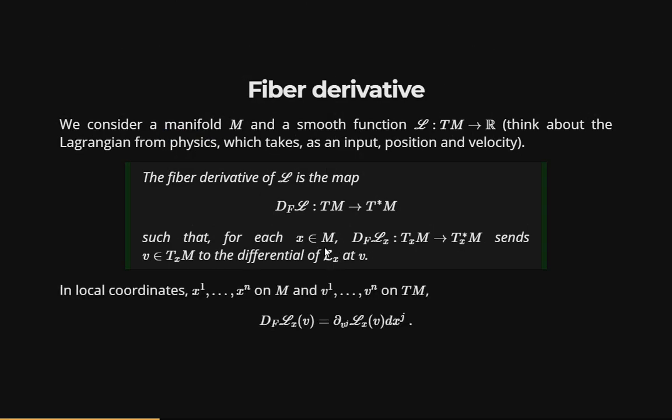Now, in local coordinates, this means that the differential, the fiber derivative of L at the point x at the vector v is just the partial derivative of Lx of v with respect to Vj, because remember, Txm is just a vector space, so this vector field is just the partial derivative with respect to Vj, which is a global coordinate on the vector part. So it's the partial derivative with respect to Vj of Lx of v times dxj.